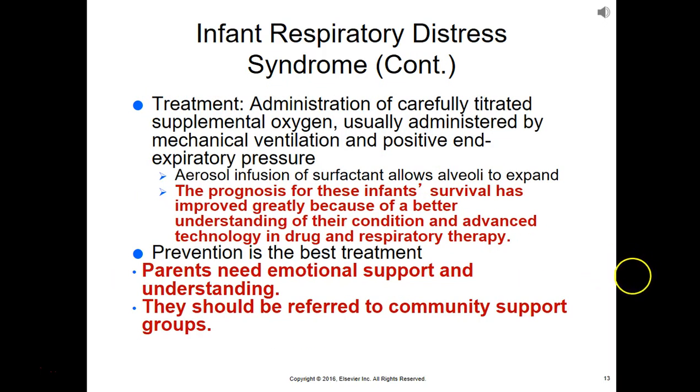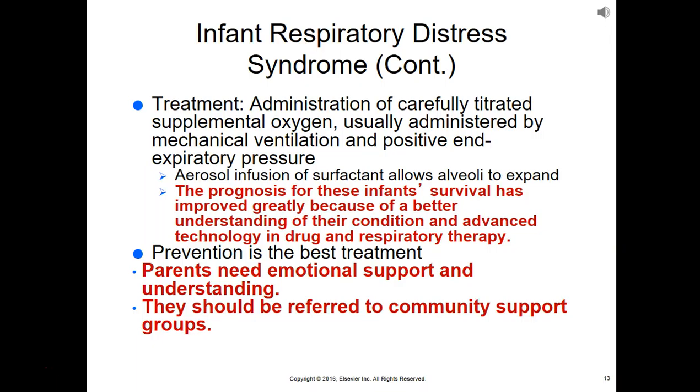So treatment for IRDS includes administration of carefully titrated supplemental oxygen. And basically what that means is they very carefully increase or decrease the concentration of oxygen. So they may start at 100% oxygen and eventually wean them off of the oxygen or titrate the dose down so that the babies end up being on room air. It's usually administered by mechanical ventilation and positive end expiratory pressure.